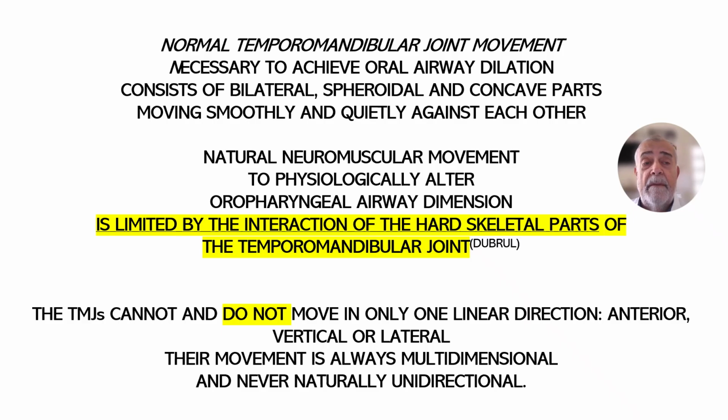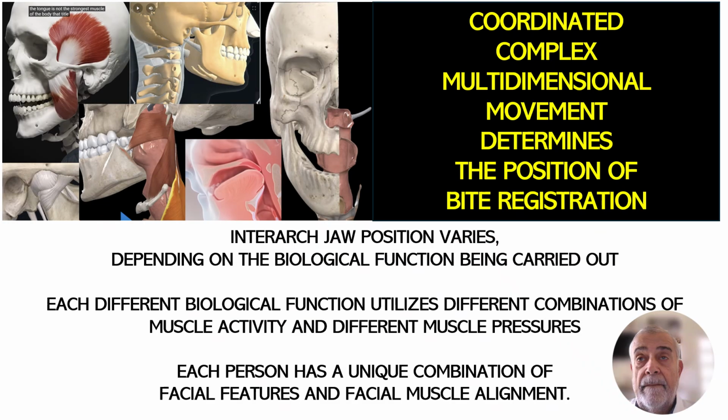The temporomandibular joints cannot and do not move in only one linear direction, anterior, vertical, or lateral. Their movement is always multidimensional and never naturally unidimensional. Coordinated, complex multidimensional movement determines the position of bite registration.